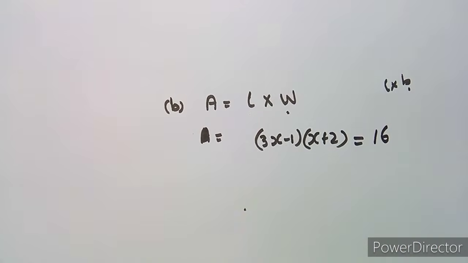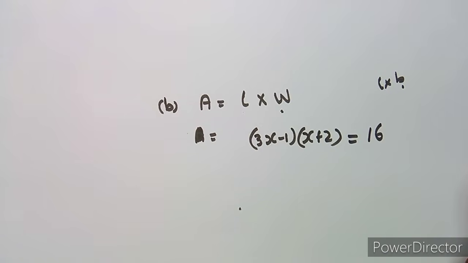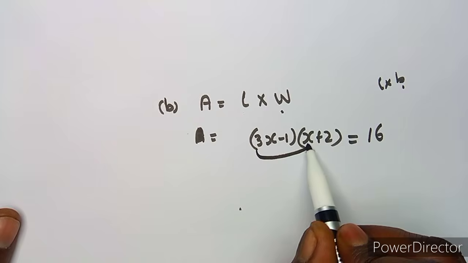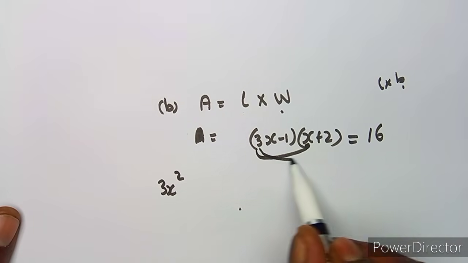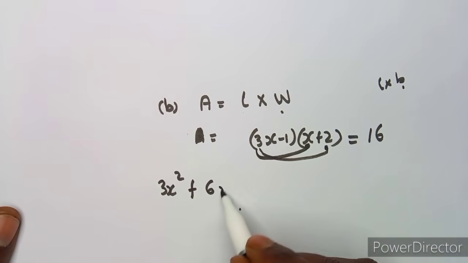So just like this, guys, we have formulated an equation that we can reduce to show the one that we are given. So what are we supposed to do? Definitely expansion of brackets: 3x and x, which is 3x squared, 3x and 2, which is 6x.